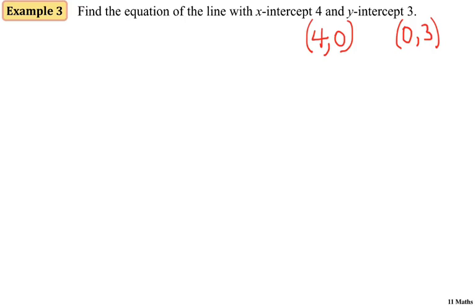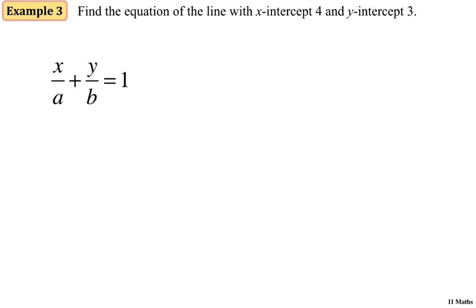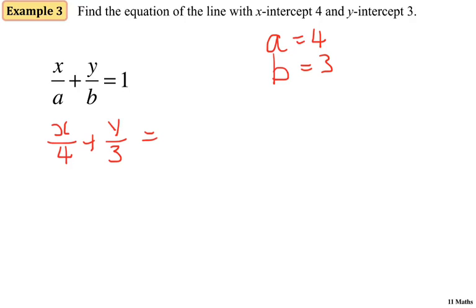But I'm going to use the shortcut formula, which, as I said before, you don't really need to use, but we're going to. And it goes like this: x over a plus y over b equals 1. Now if we use the shortcut formula, a is the x-intercept, b is the y-intercept, so we get x over 4 plus y over 3 equals 1.